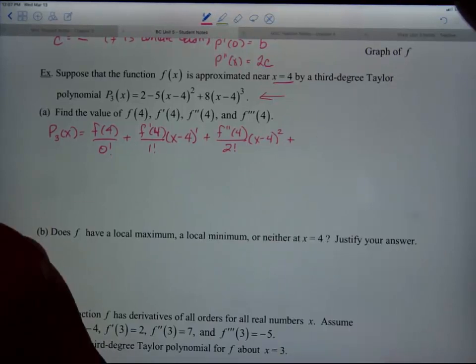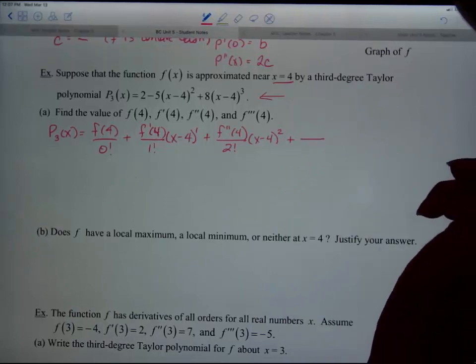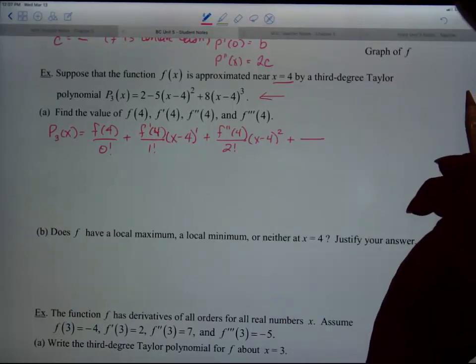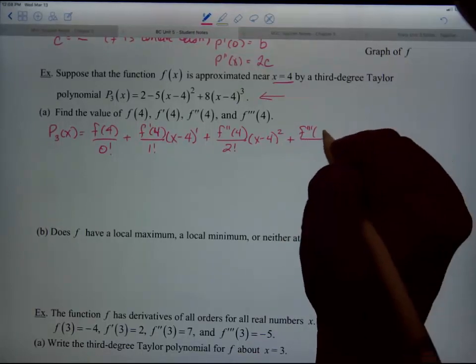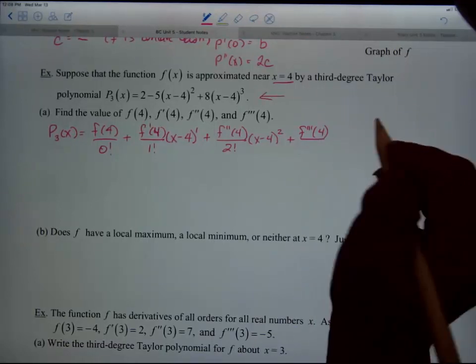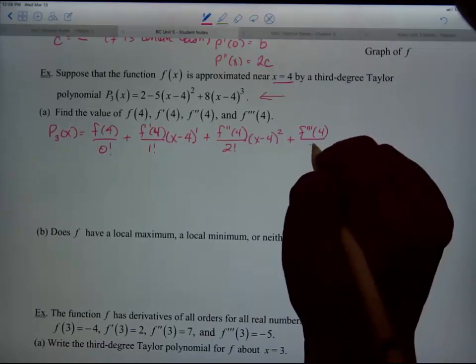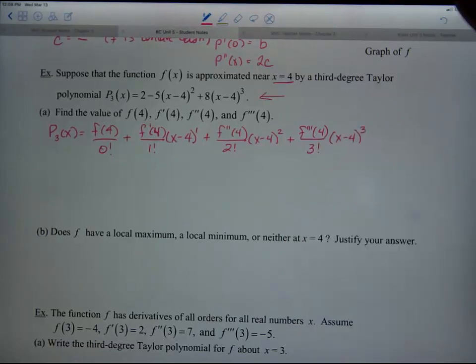Plus, you tell me, what goes on top? F triple prime of what? What goes in the parentheses? 4. What goes on the bottom? 3 factorial, and then x minus 4 to the third power. It's taking the formula on that red piece of paper you pasted in, changing all the c's to 4's.